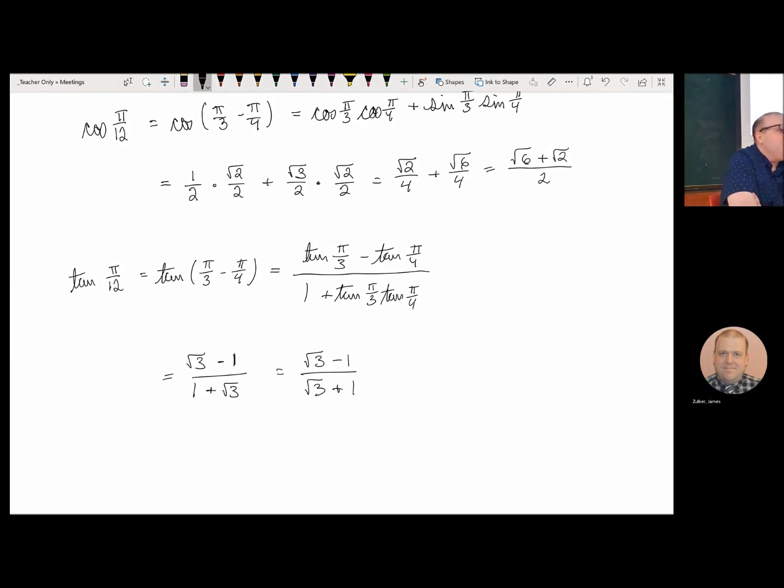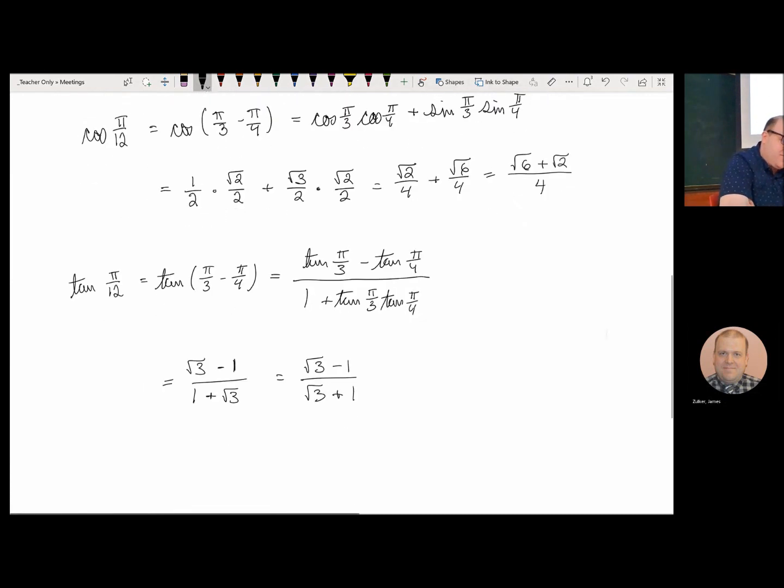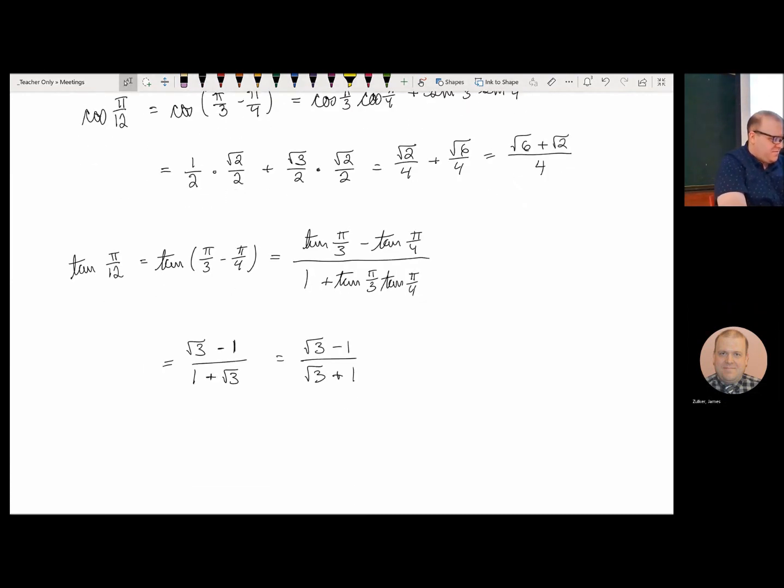Leave that. If you do sine over cosine with what we calculated, that's exactly what you'll get. Wait, why did I write over 2 here for cosine? That should have been over 4. You do get the exact same thing with some algebra: root 6 minus root 2 over 4.